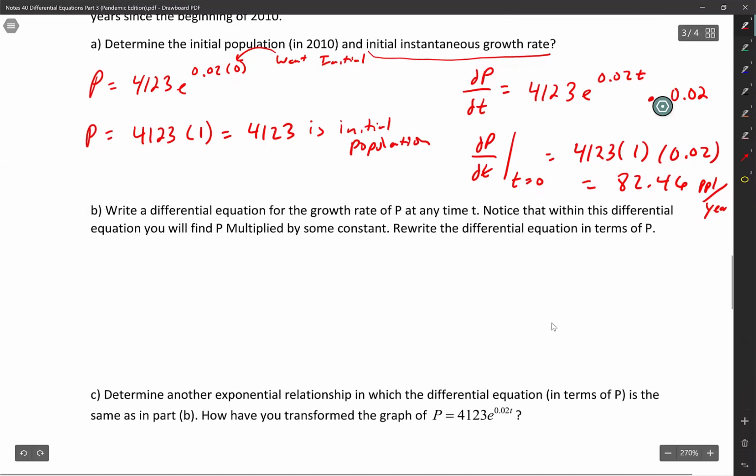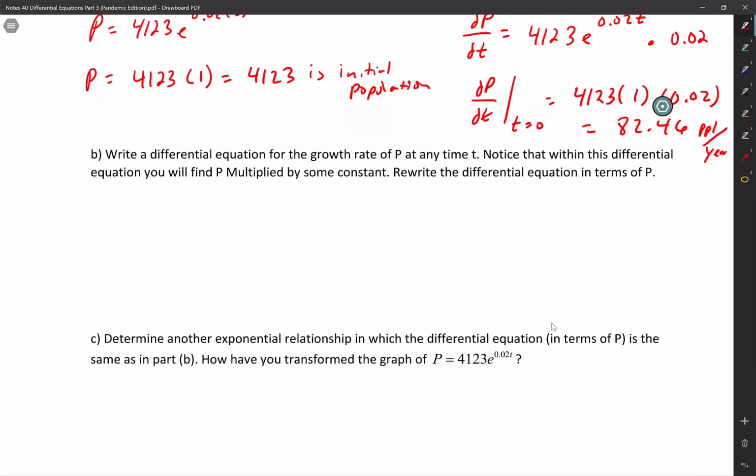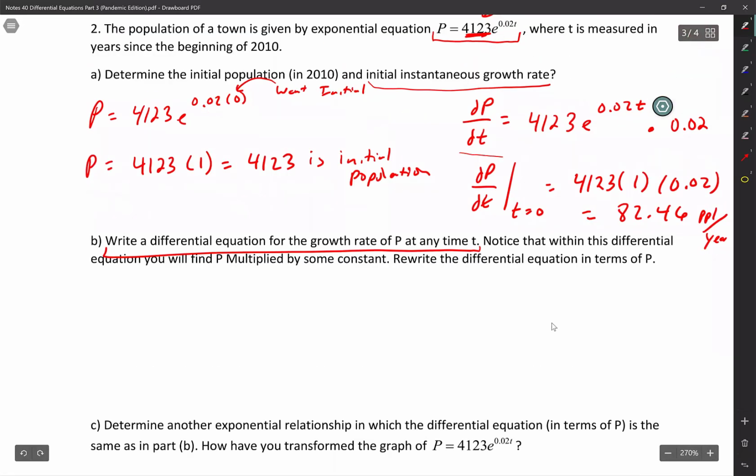All right. Letter B. Write a differential equation for the growth rate of P at any time t. Okay, well, I already had it. It's this guy. So dP/dt is equal to, and let me go ahead and multiply 4123 times 0.02. Well, hold on. Notice that within the differential equation we'll find multiple. Okay, let's not do that. Let's just write it out like that: 4123 e to the 0.02 t times 0.02.